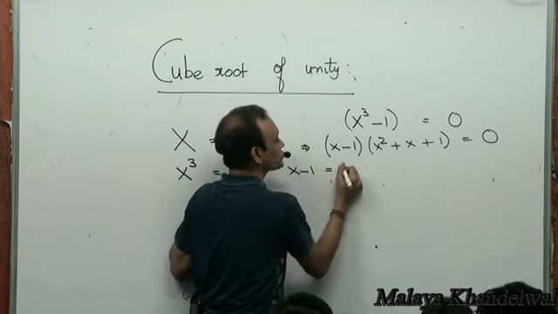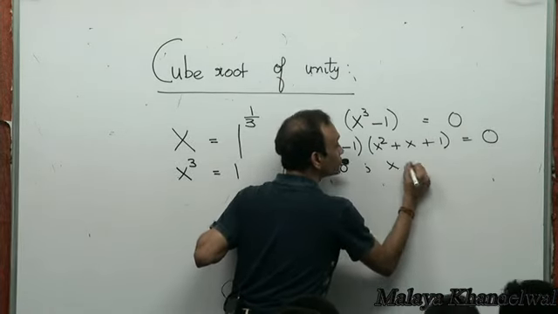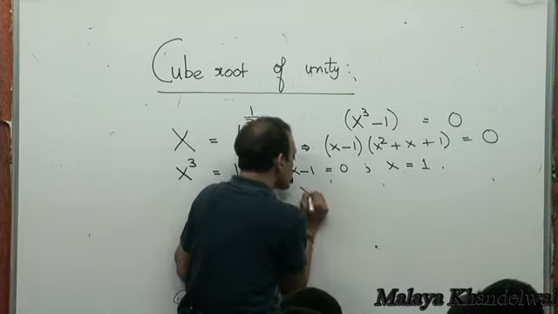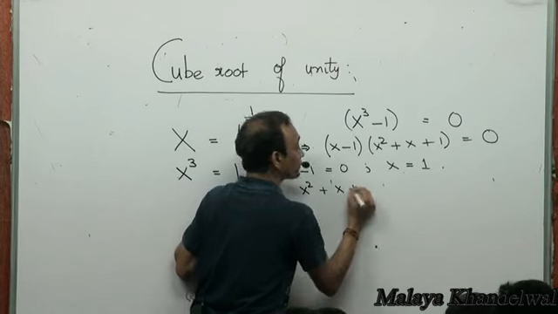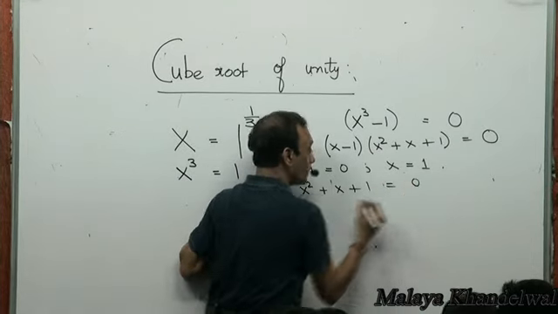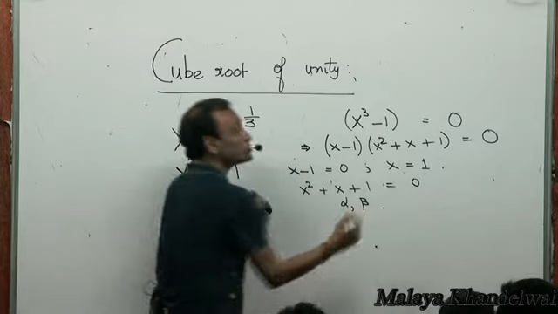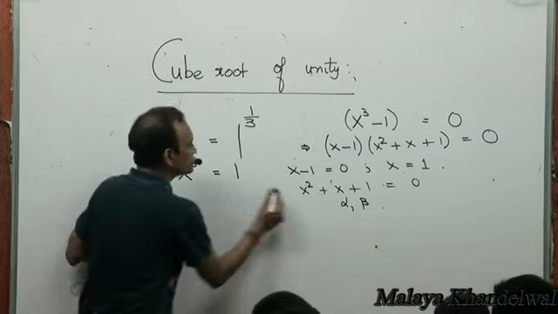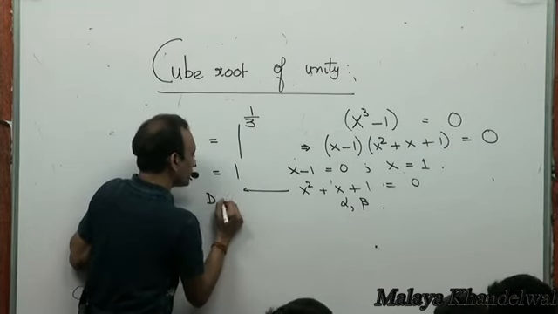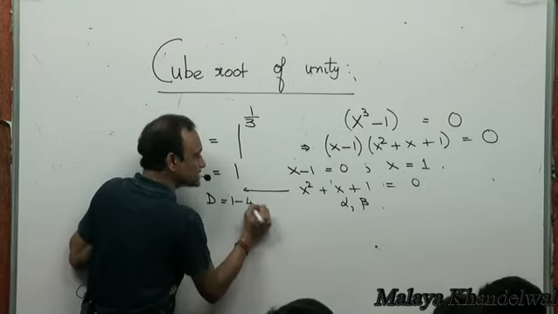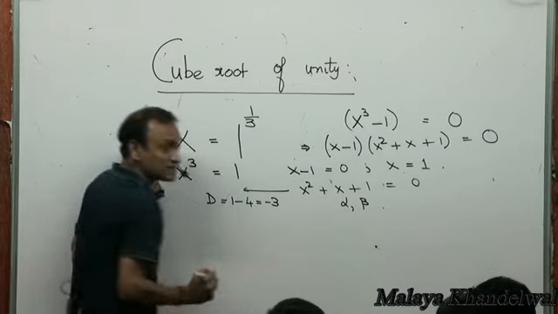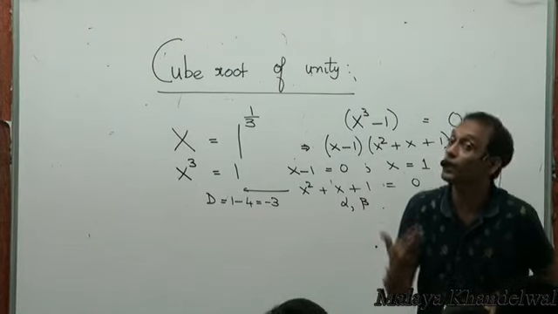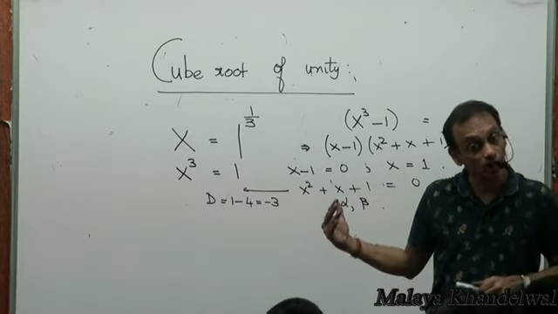x minus 1 equal to 0 will give me the real cube root of unity, x is 1. And x squared plus x plus 1 equal to 0 will have roots alpha and beta, which are complex cube roots of unity. Why are the roots of this complex? Refer to the discriminant of this quadratic. Discriminant is 1 minus 4, which is minus 3, which is less than 0. So if the discriminant of a quadratic is negative, its roots must be complex, right?